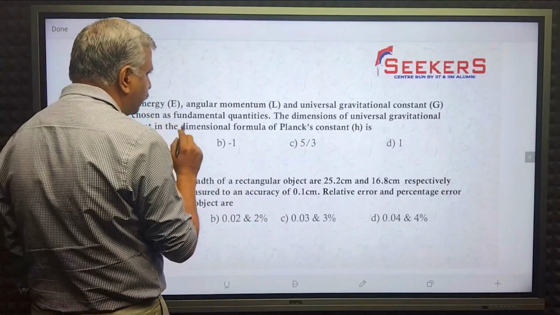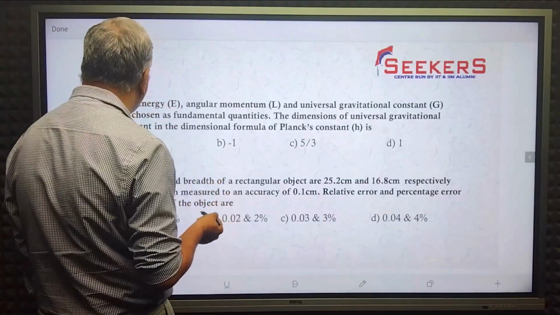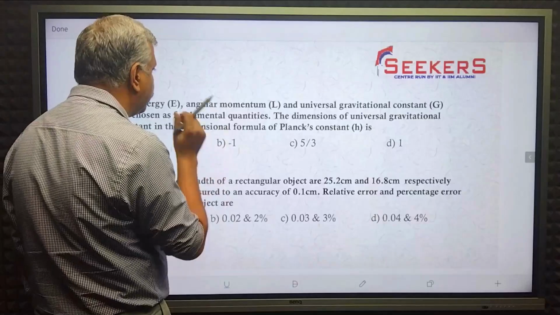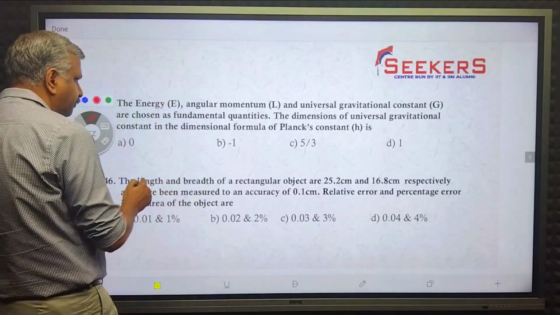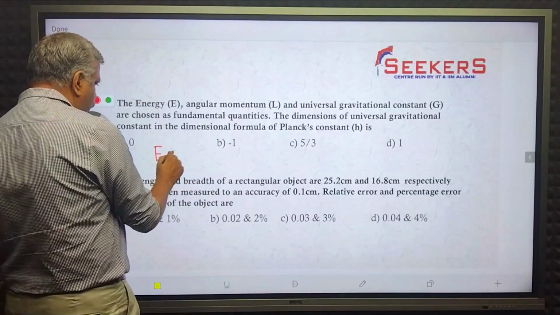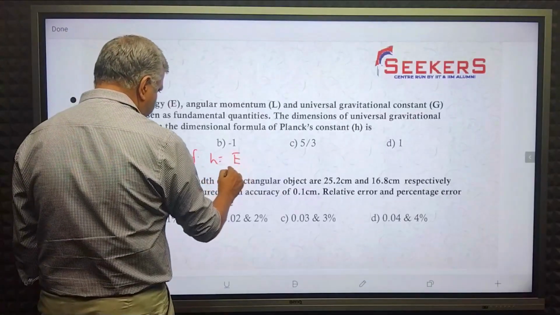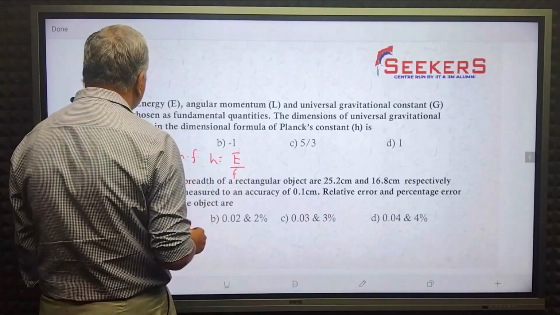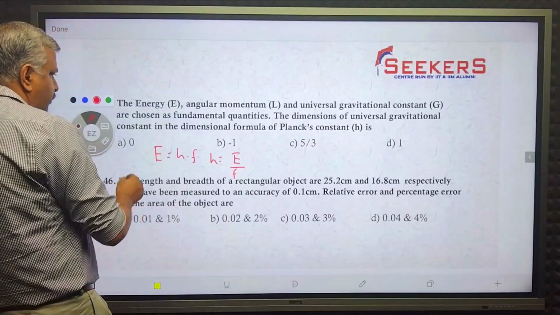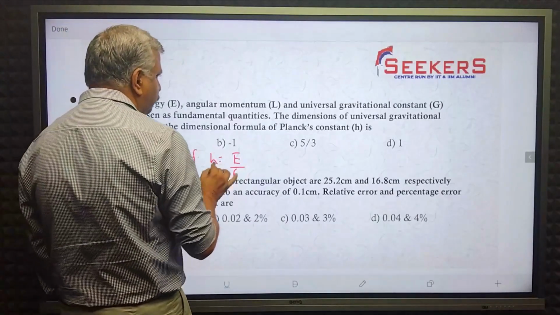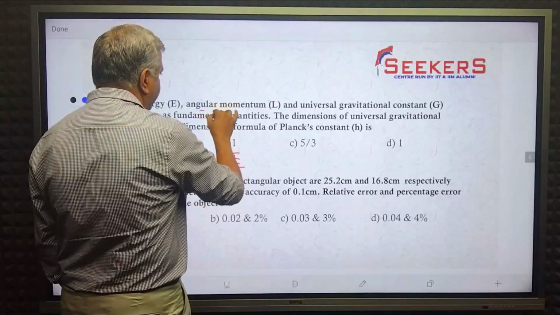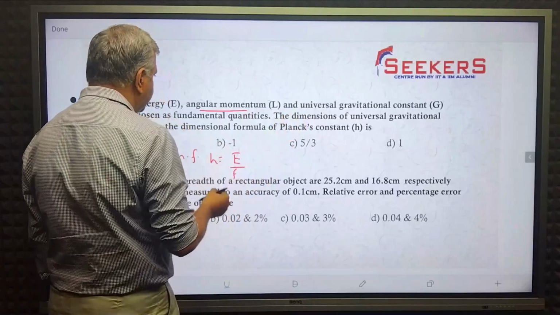The energy E, angular momentum and gravitational constant are chosen as the base quantities. Energy is equal to h into frequency, so Planck's constant is equal to energy by frequency. I have the energy already, so I do not want to disturb it. Now I have to understand angular momentum and gravitational constant.